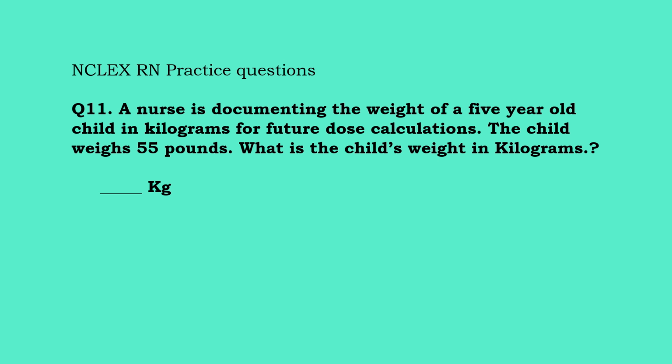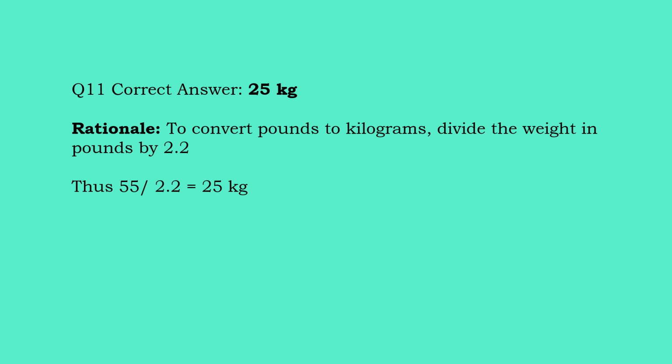NCLEX-RN daily practice questions. Question 11. A nurse is documenting the weight of a 5-year-old child in kilograms for future dosage calculations. The child weighs 55 pounds. What is the child's weight in kilograms? Correct answer, 25 kilograms. Rationale: to convert pounds to kilograms, divide the weight in pounds by 2.2. So, 55 divided by 2.2 equals 25 kilograms.